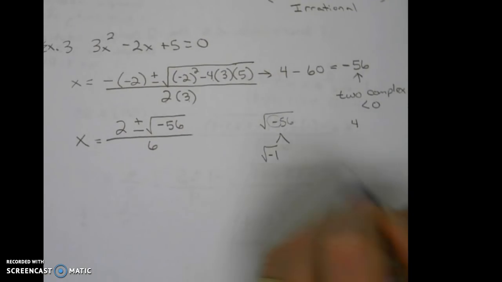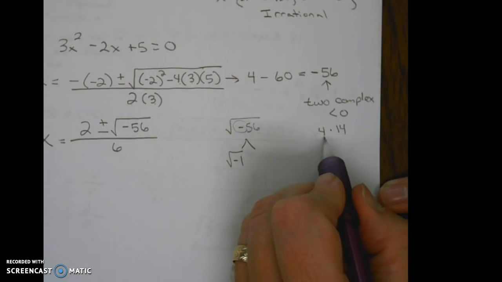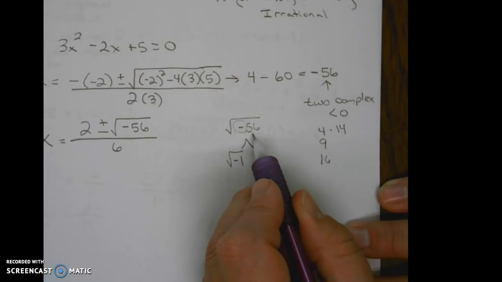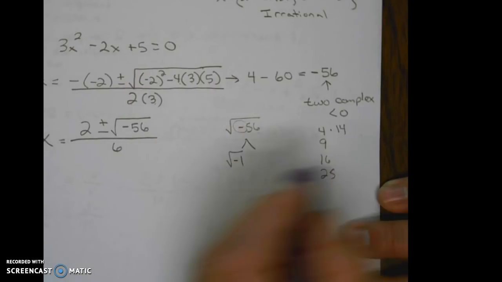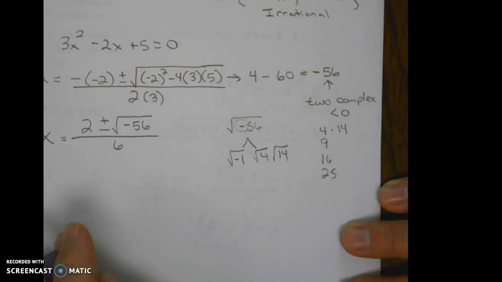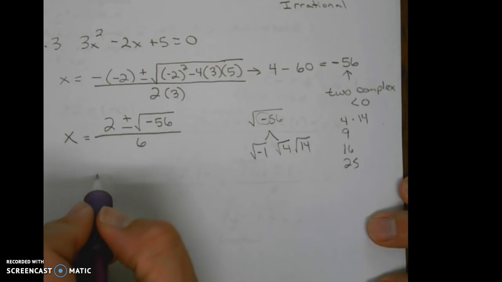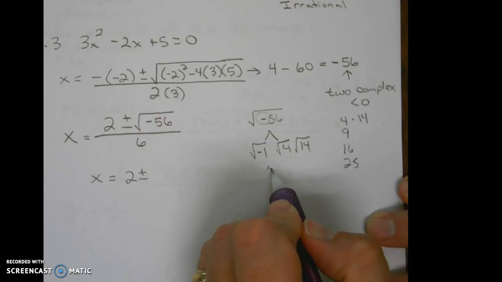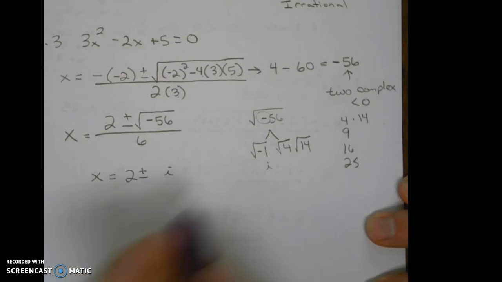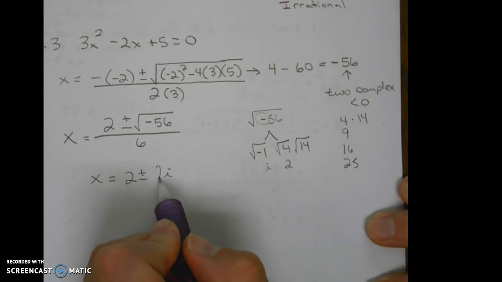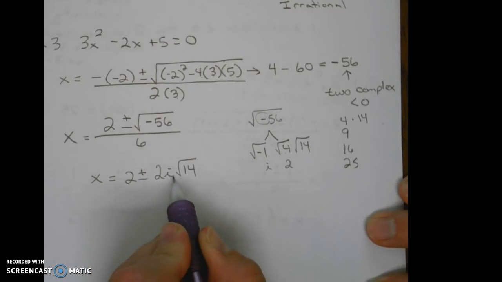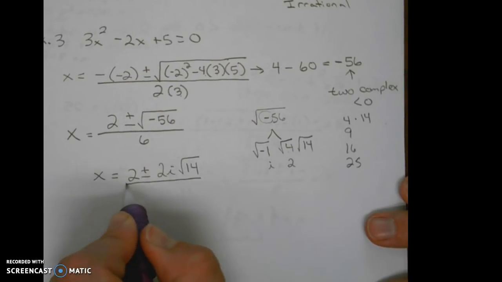56, let's look at our perfect squares. 4 goes in 14 times. Let's see, next perfect square is 9. Nope. 9, then 16. Nope. 25. Looks like it's going to be 4 and 14. Okay, so rewriting our answer here, we have x equals 2 plus or minus. And the square root of negative 1 makes an i. The square root of 4 makes a 2, which I'm going to put first. And then the square root of 14 goes last. This is my preference for the way to write this. And that's going to be all over 6.